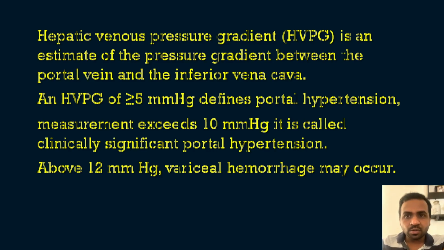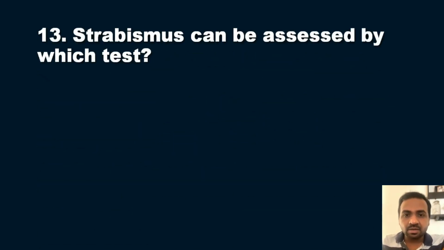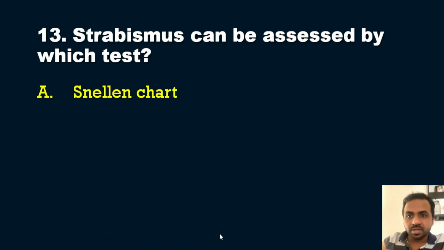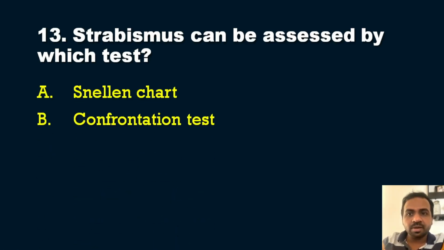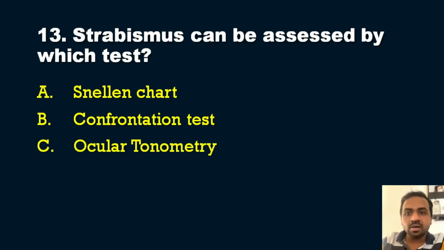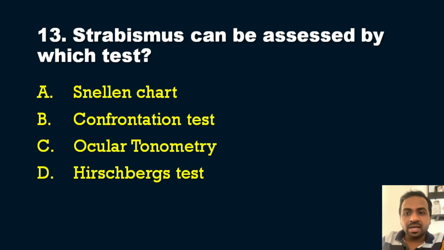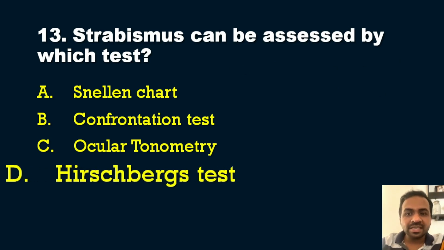Now I think we can move on to the 13th question in our series, that is from ophthalmology. The question is, strabismus can be assessed by which test? So what is strabismus and how can that be assessed? Here come the options for you. Option A, Snellen chart, option B, confrontation test, option C, ocular tonometry, and option D, Hirschberg's test. Which test is used to assess strabismus? The answer for this question is option D, that is the Hirschberg's test.